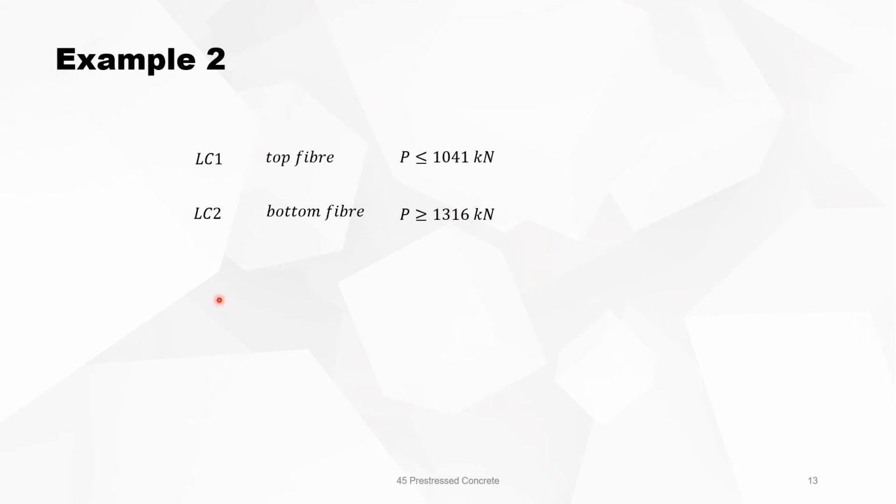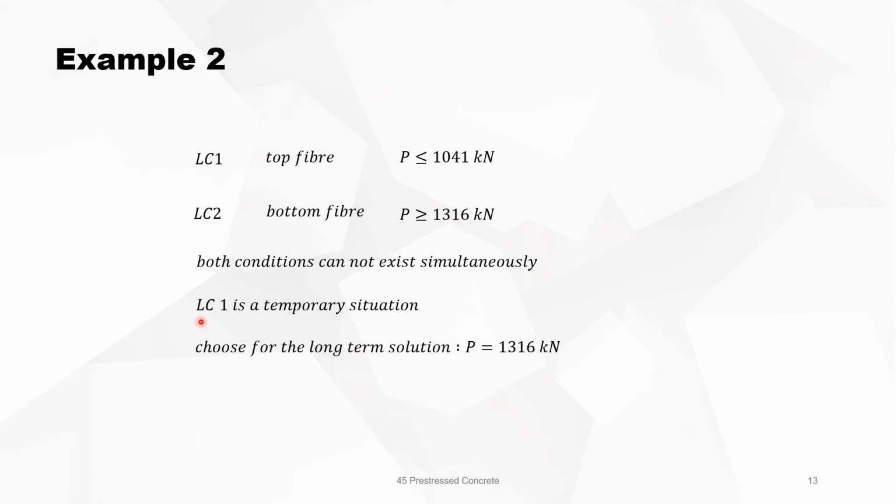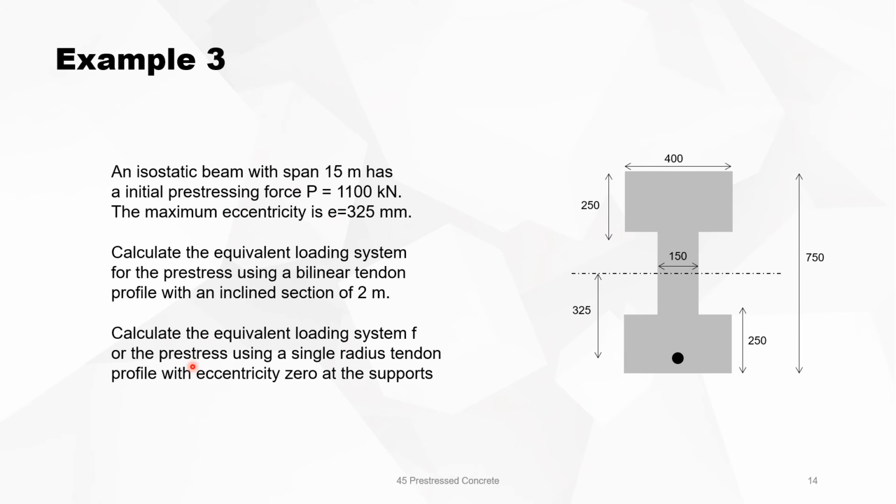We must make a proper choice, and we do that by stating that the long-term condition is dominant, not the short-term condition. So because LC1 is a temporary situation, we choose for pre-stress equal to 1316.